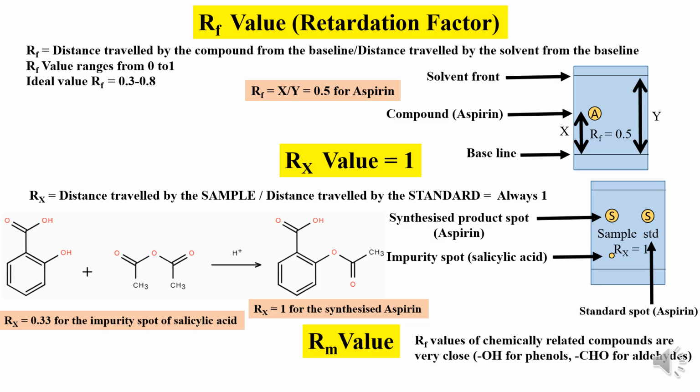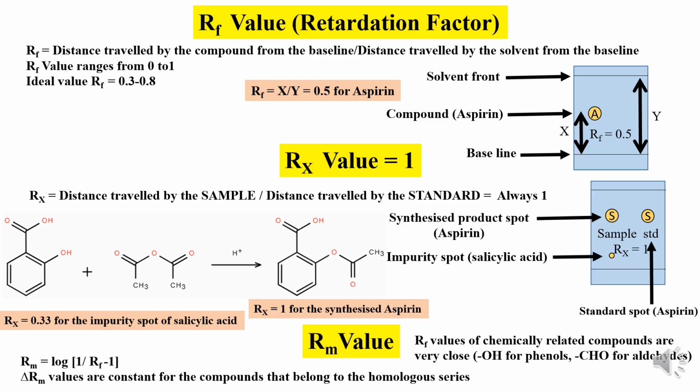In case of orthocresol, the OH group is at the second position. In case of metacresol, it is at the third position. And in case of paracresol, it is at the fourth position. So orthocresol, metacresol and paracresol are chemically related compounds, and therefore we can expect their Rf values to be very close. So how do you assess these chemically related compounds? By making use of the Rm value.